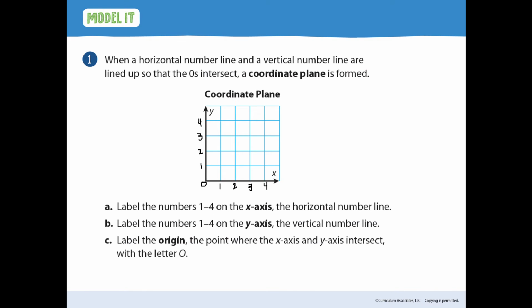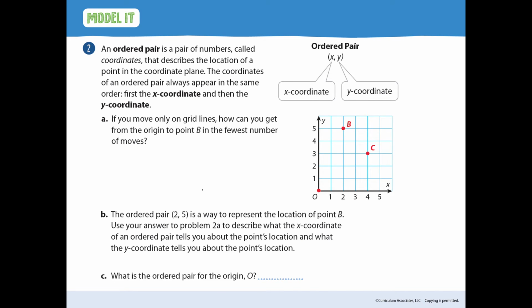Label the origin, the point where the x-axis and the y-axis intersect, with the letter O. So there's an O, it could also mean 0. So this point where they intersect is called the origin, O. Number 2. An ordered pair is a pair of numbers called coordinates that describes the location of a point in the coordinate plane. The coordinates of an ordered pair always appear in the same order. First, the x-coordinate and then the y-coordinate.